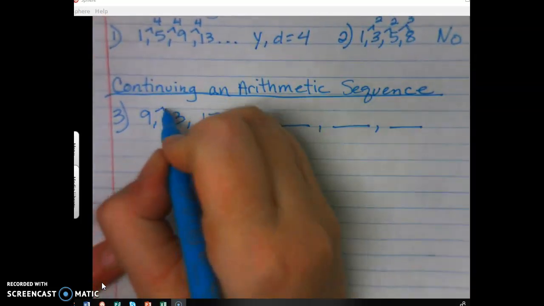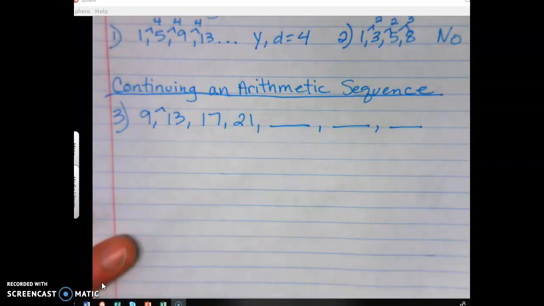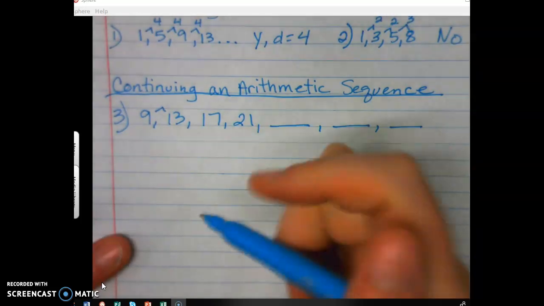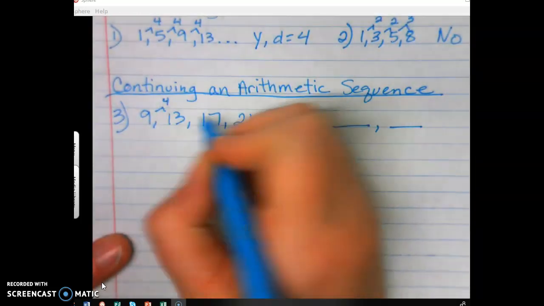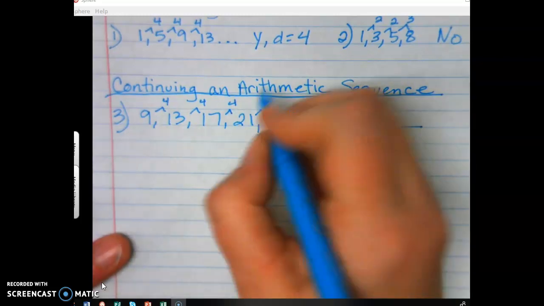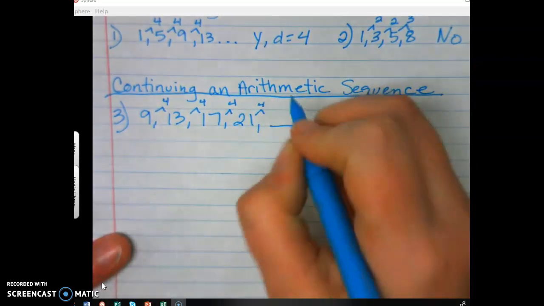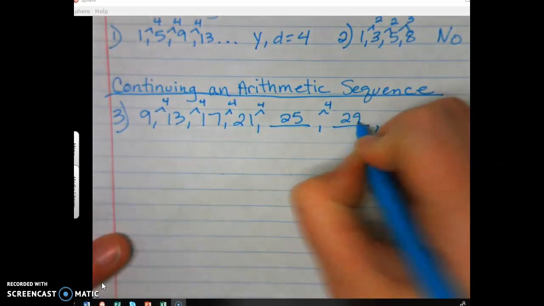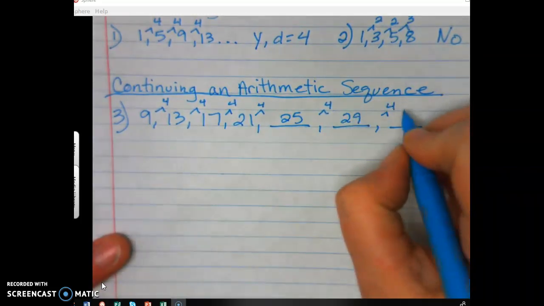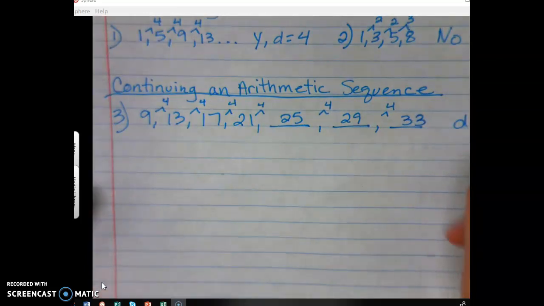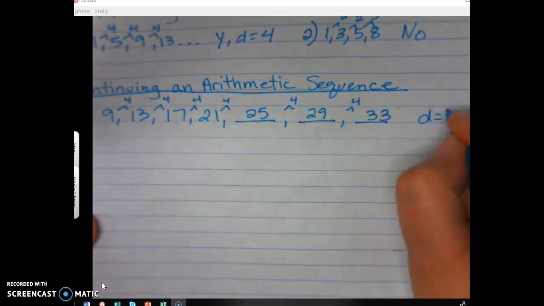Well, let's see. 9 to 13. Gee, that's 3, 4. Wait, what? 3, 4? That's 4, right? Here, this is 4. This is 4. Well, what's 4 more than 21? That will be 25. 4 more would be 29. 4 more would be 33. My D equals, I'm off the screen. My D equals 4. Okay?